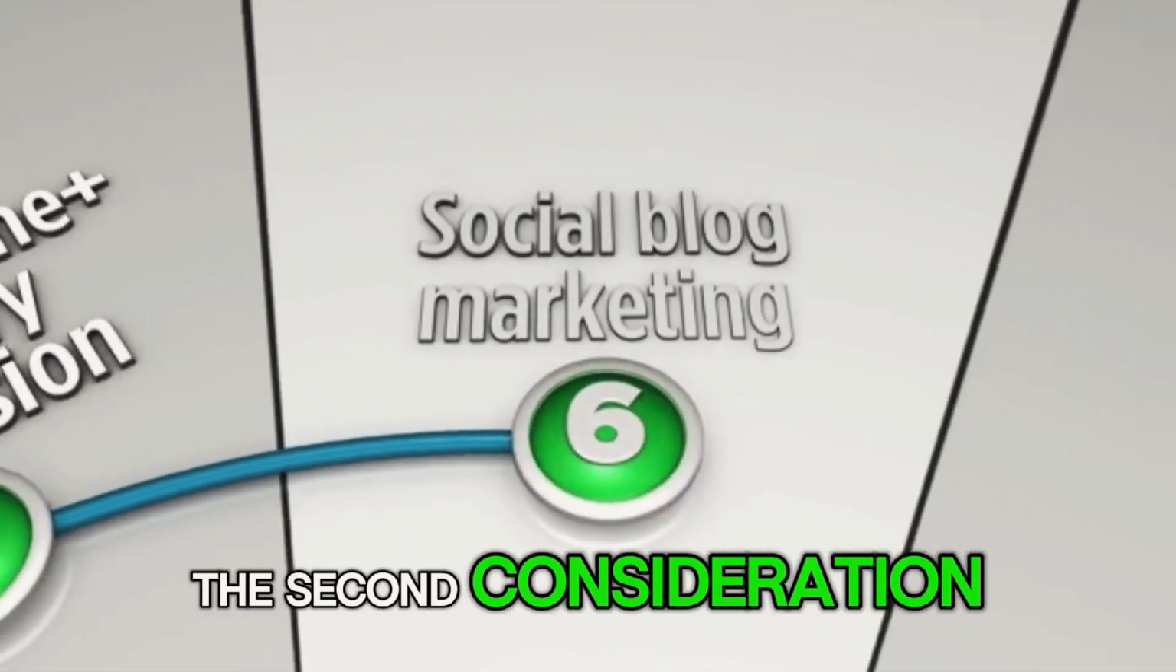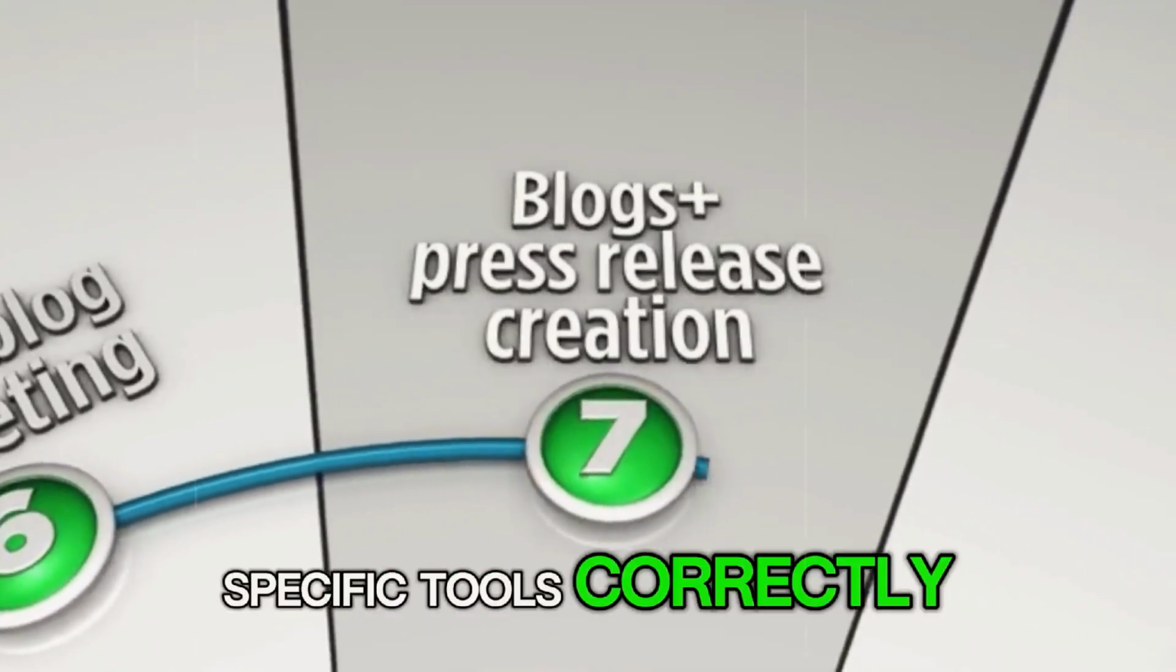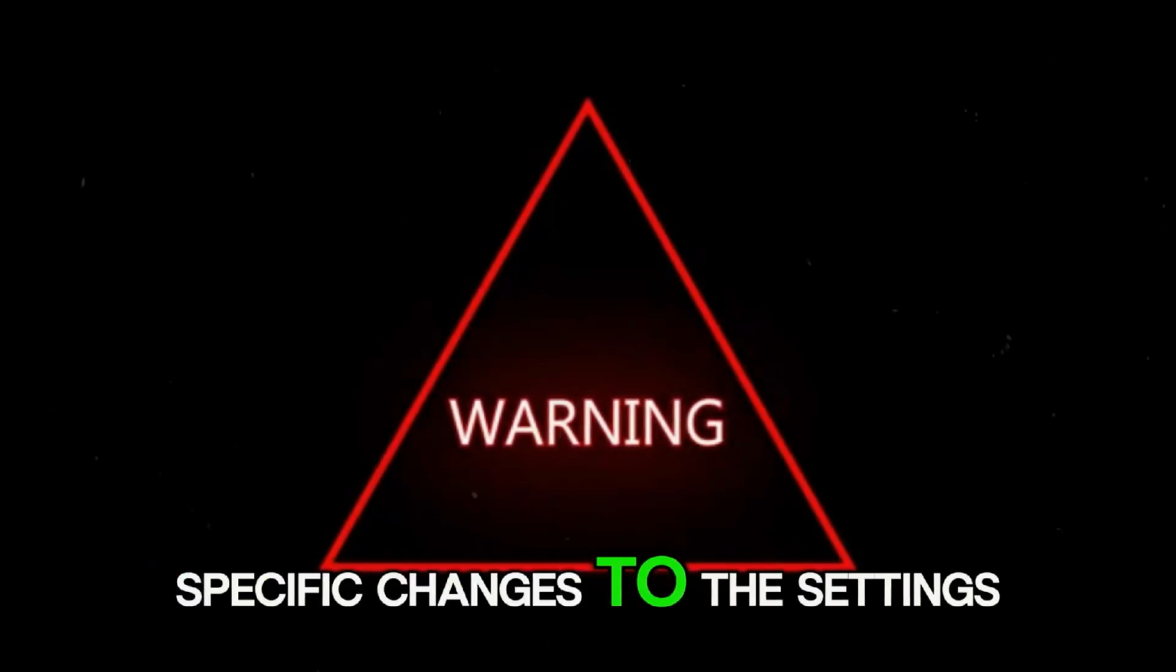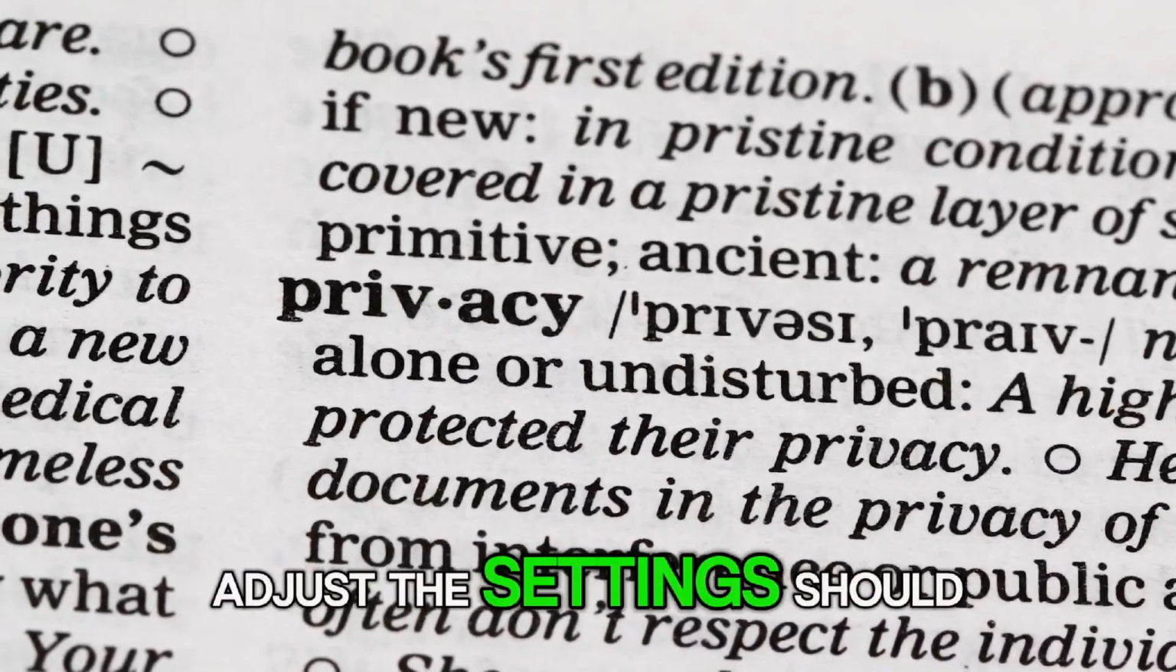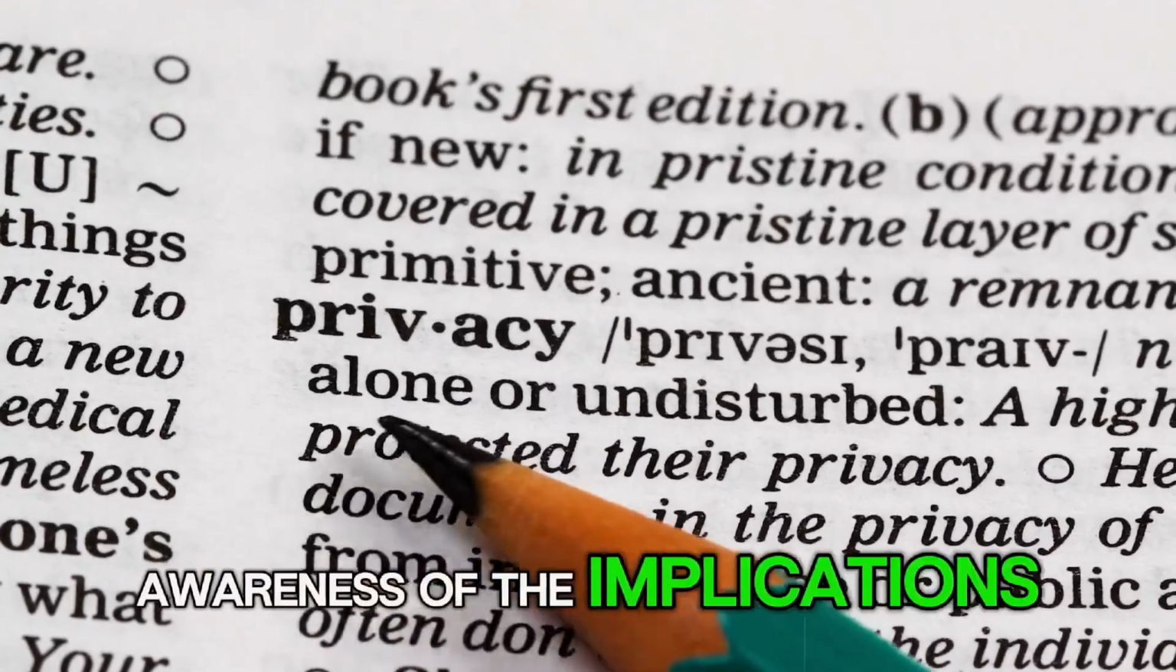The second consideration is to use the specific tools correctly. Tor browser works best when used with its default settings. Specific changes to the settings can weaken the privacy properties. Users who want to adjust the settings should do so with specific awareness of the implications.